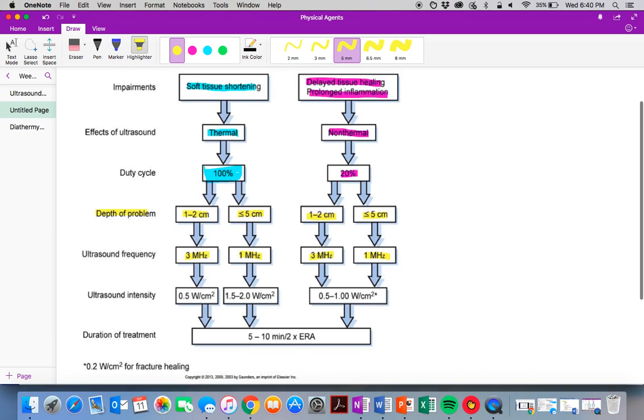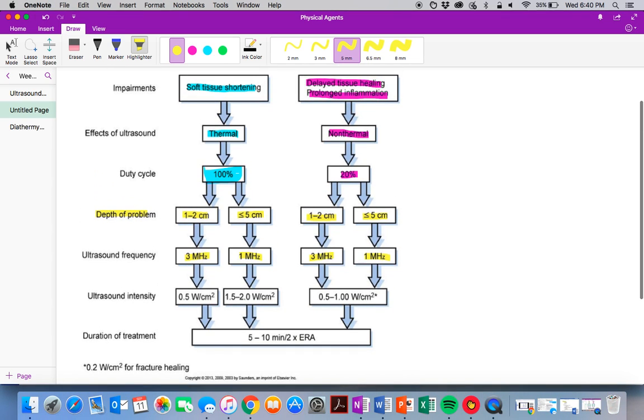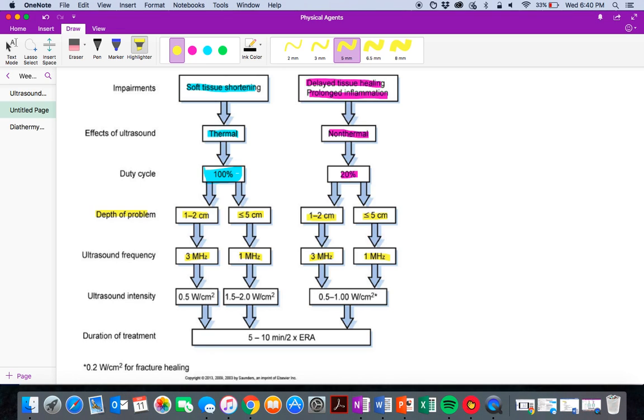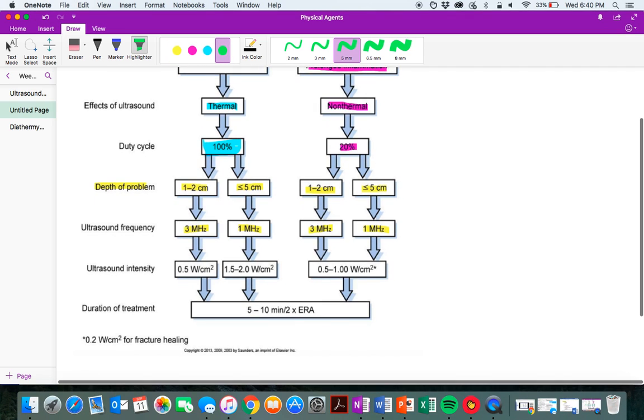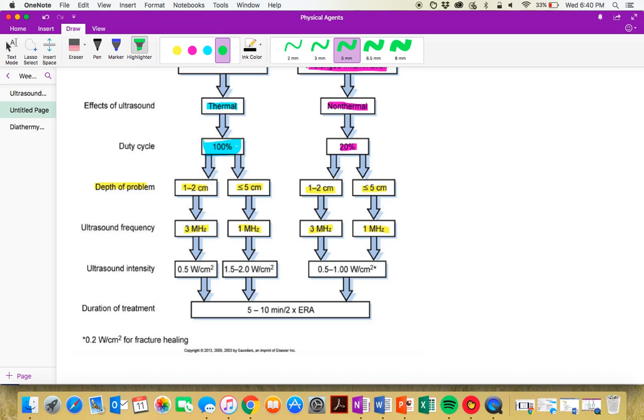Going forward, we're going to come back to the thermal side of things. So once we have determined where the structure is, we can determine our frequency. Once we have that, we want to determine the ultrasound intensity. Now, the intensity is going to somewhat offset the frequency. So if we are using a higher frequency of 3 megahertz, we want to use the lower intensity because this frequency is going to achieve the effect faster.